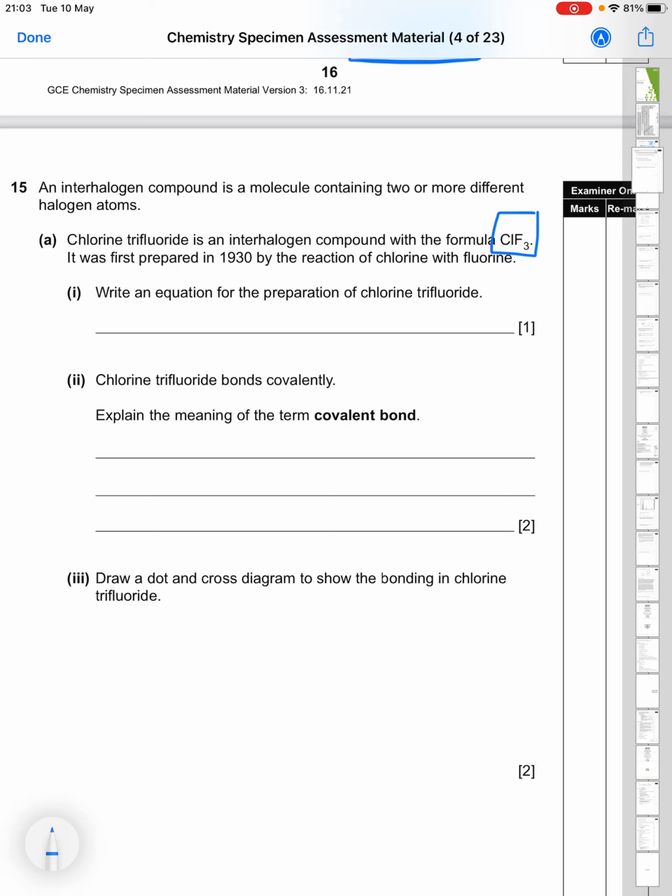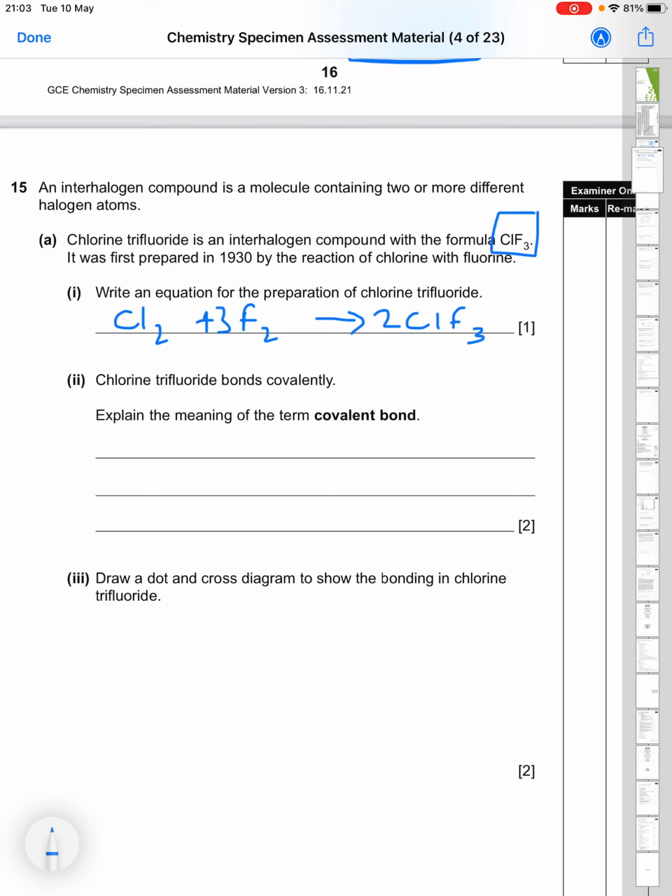Write an equation for the preparation of chlorine trifluoride. So it must be Cl2 and F2 because they're both diatomic. And that's going to give us then ClF3. So to balance that, we need 2 chlorines. So put a 2 there, and that means we need 3 in front of the fluorine.